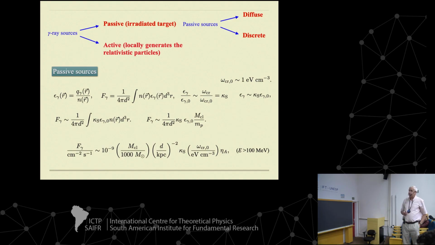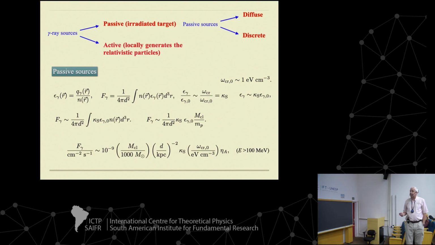Let me say just a few words about the passive sources. You remember that yesterday I introduced the gamma ray emissivity of a given source. Now allow me to introduce the specific gamma ray emissivity. It's just the gamma ray emissivity we saw yesterday divided by the number density of particles in the source.